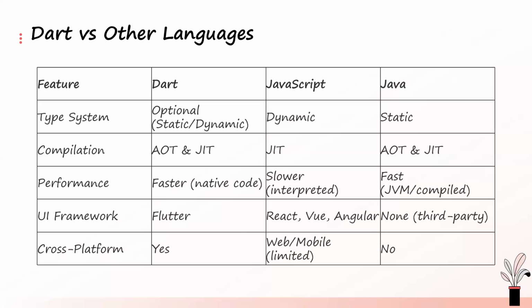The UI framework, we use Flutter for that. But for JavaScript, we have React, we have Vue, we have Angular. But for now, Java does not have any framework unless it is third party. All right. So what of cross-platform? That is cross-platform. You can use that to run applications on any platform: iOS, Android, Windows, Linux, name them.